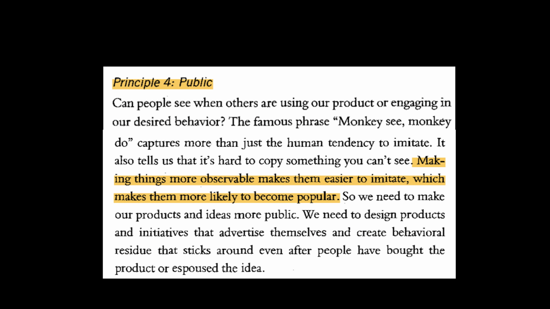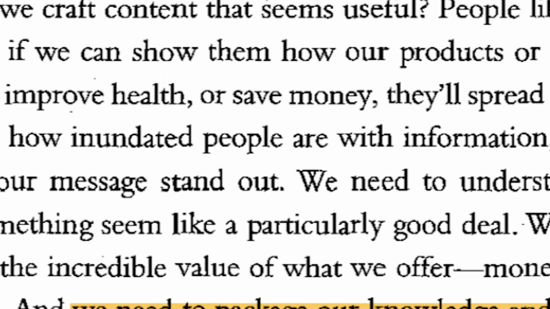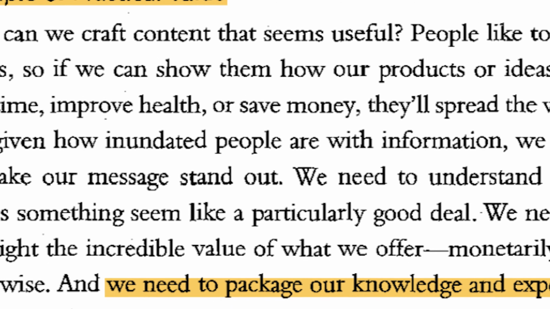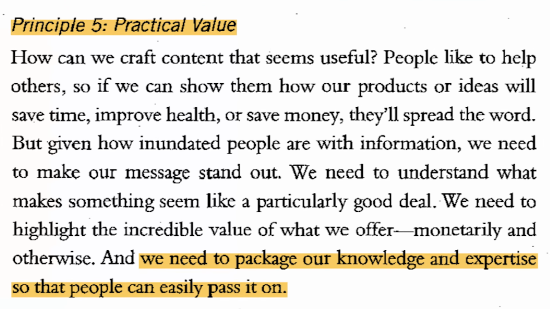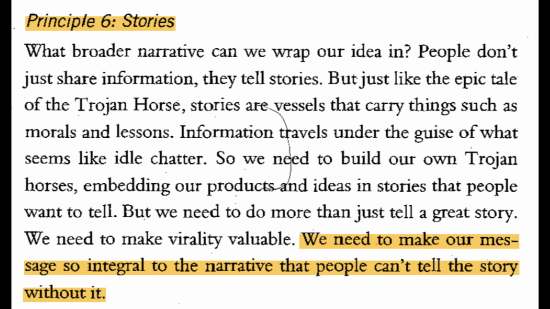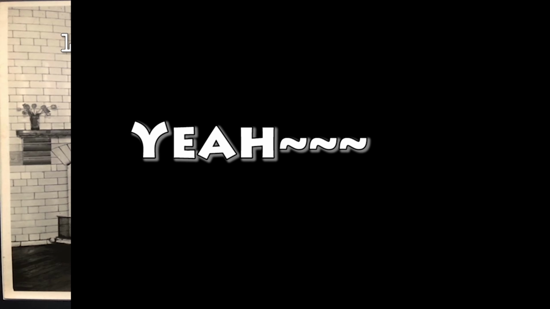Public indicates the actions are easier to be imitated. Practical value means the information in the video should have value to be spread. And the last point, the videos with excellent stories are easier to be shared. Our two videos have all 6 contagious characteristics.